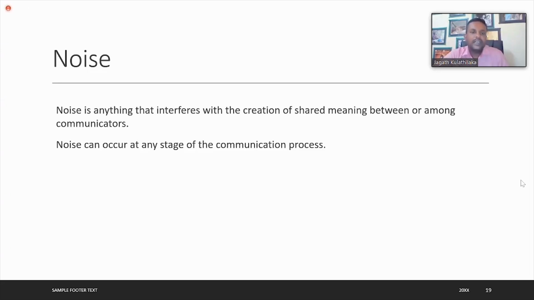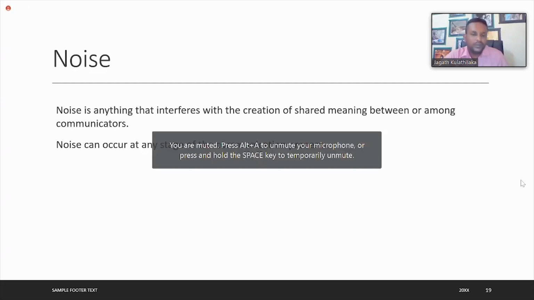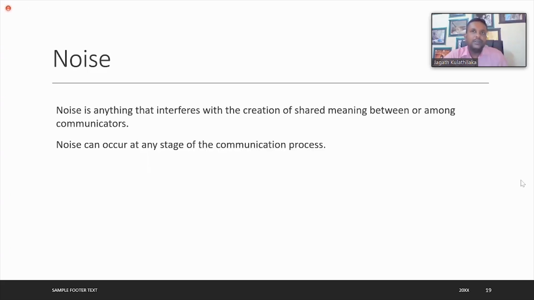So noise is anything that interferes with the creation of shared meaning. If anything works as a barrier, if anything interferes, if anything interrupts, that is known as noise in the communication process, including the mechanical noises we normally know, right? So when you take a call, if you have low signal and you can't hear the other person's response, that is also noise. If you are listening to television, if there is heavy rain, or if the television is not working properly, that is also noise.